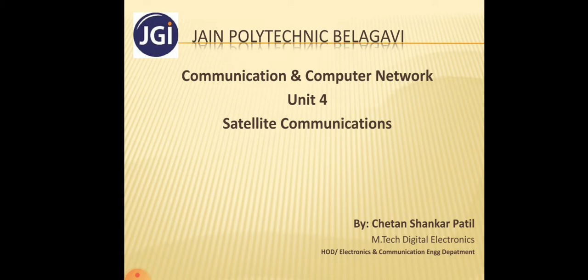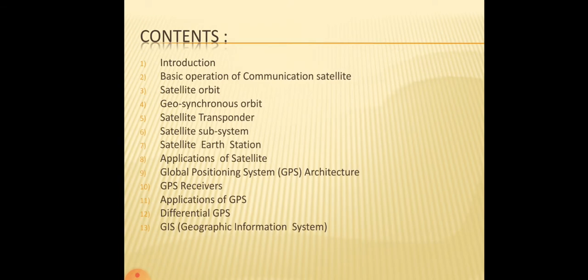So let's begin with the contents. First it will be introduction, then basic operation of communication satellite, then satellite orbit, geosynchronous orbit, satellite transponder, satellite subsystem, satellite earth station, applications of satellite, global positioning system architecture, then GPS receiver, applications of GPS, differential GPS, and GIS, that is Geographic Information System. So these all we will be covering today.